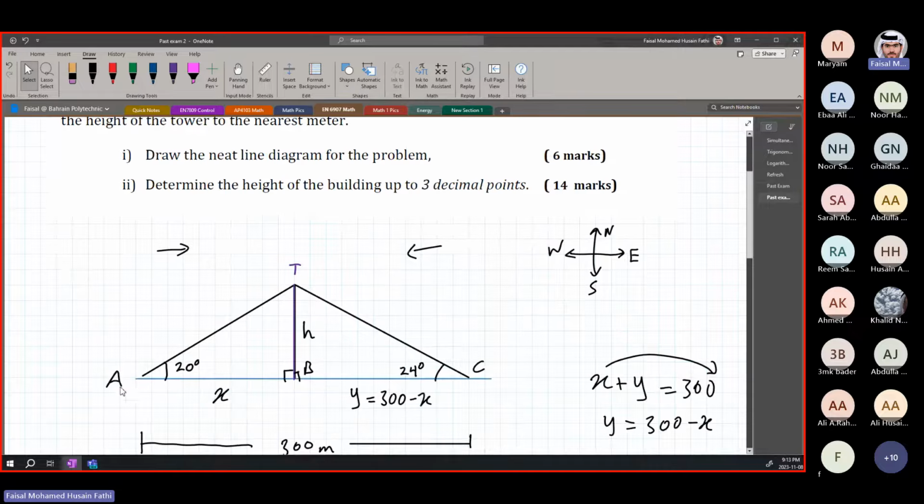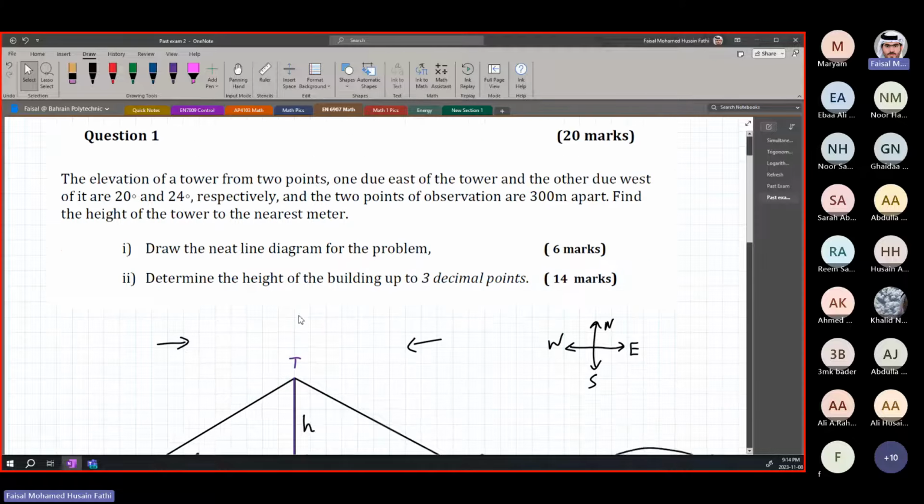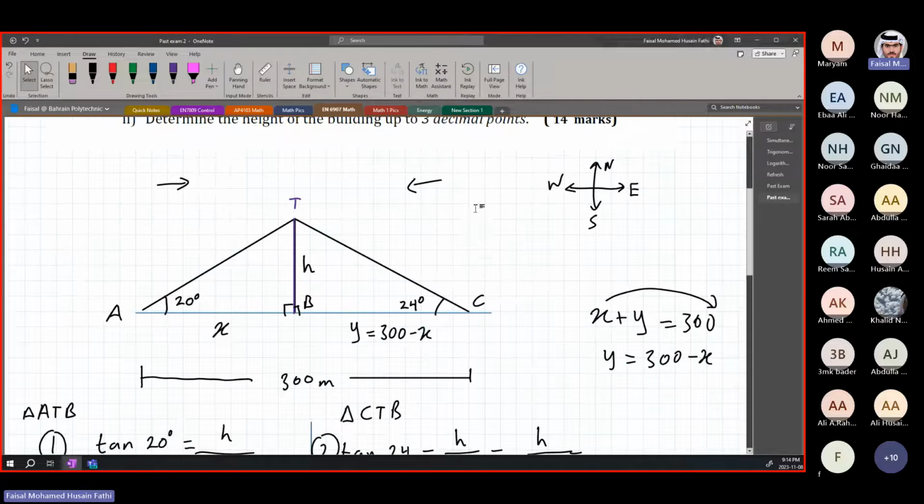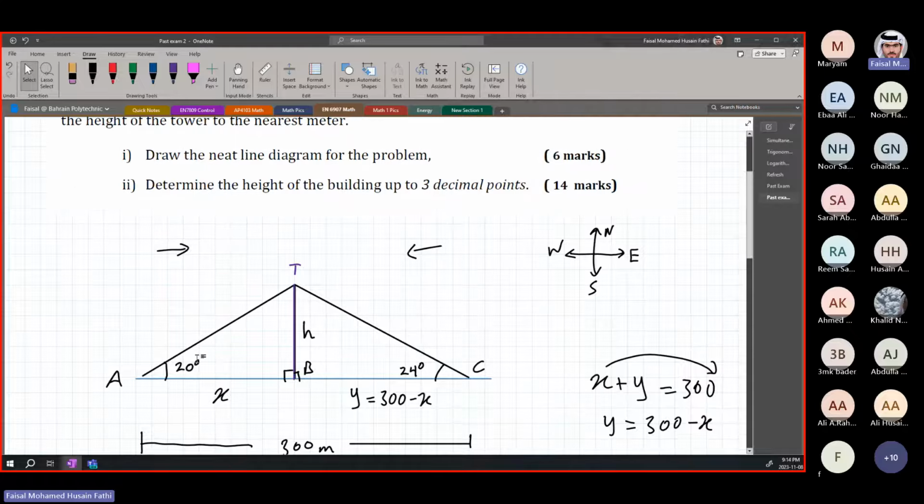So we have the angle of elevation, which is with the horizontal. Angle of elevation due east, because you're looking at east, is 20 degrees, and due west it's 24 degrees, so when you're looking at west, 24 degrees. Again, if you are confused which one is east and which one is west, it doesn't matter. If you put one on the left and one on the right or swap them, the answer will be the same. So don't worry too much about that, but this is how I interpret due east and due west.